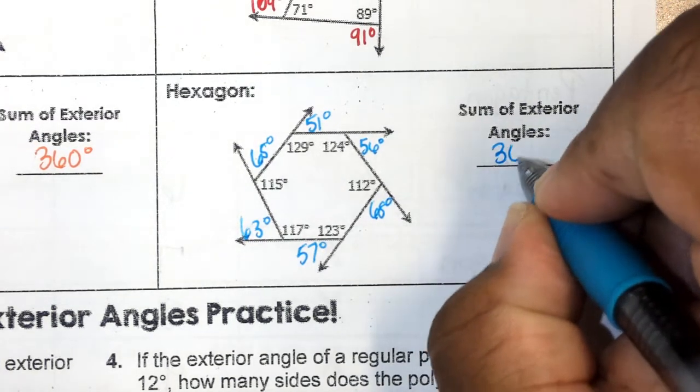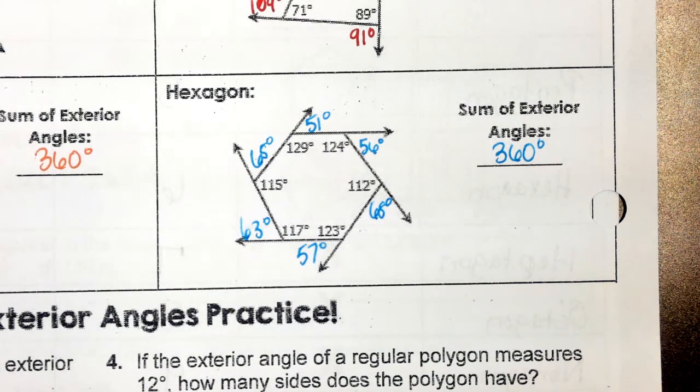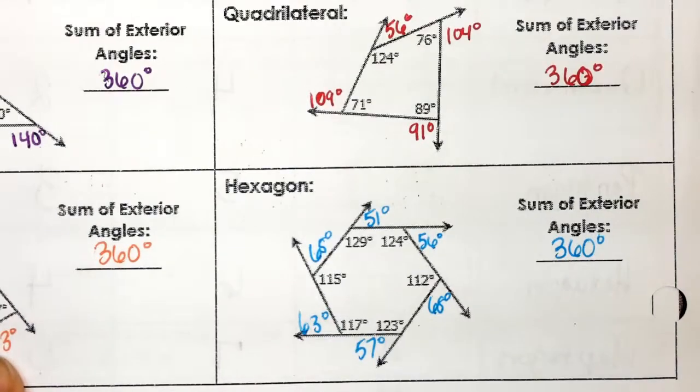There it is. Now Tim, let me ask you this question. What do you think the sum of any set of exterior angles for any polygon would be? 360 degrees. This is the lesson, kids. This is what we're showing you. No matter what shape you got, if you're dealing with exterior angles, it's always going to add up to 360.